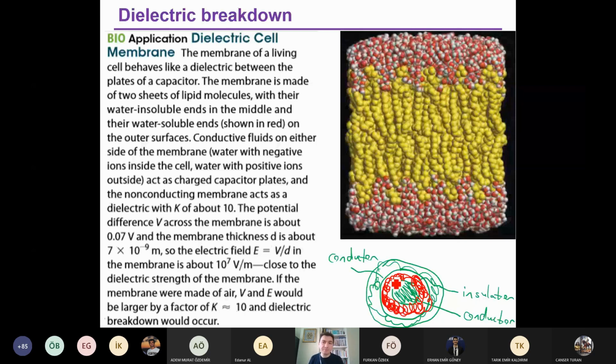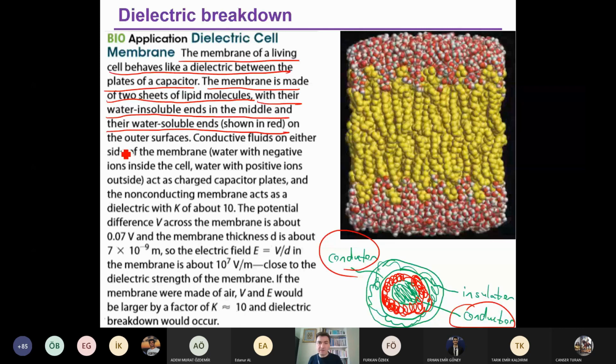And then there is a potential difference between two conductors, the inner part and the outer part. Here you see a three-dimensional representation of the membrane in a living cell. The membrane of a living cell behaves like a dielectric between the plates of a capacitor. The membrane is made of two sheets of lipid molecules with their water-insoluble ends in the middle and their water-soluble ends on the outer surfaces.